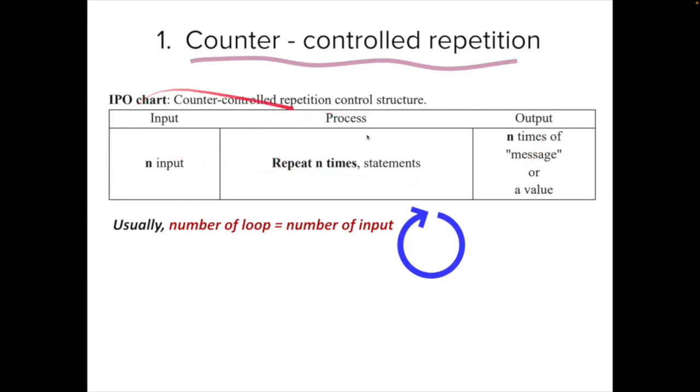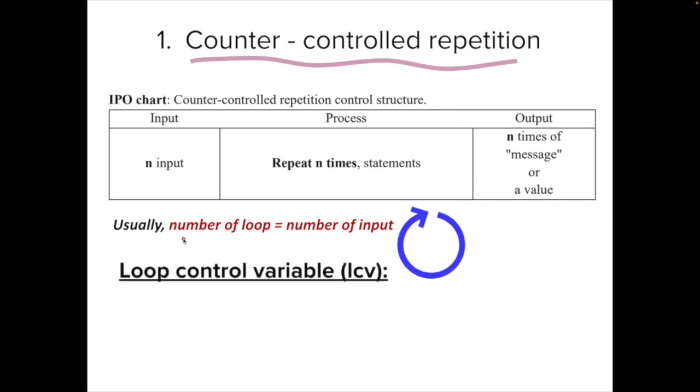Ni IPO chart yang sama saja. Dan apa point dekat sini adalah the number of loop usually decided by the number of input. Biasanya kalau dia beri soalan, count 10 numbers, kita dah tahu dia kena repeat sebanyak 10 kali. So kita tahu input kita 10. Macam itulah maksud dia.